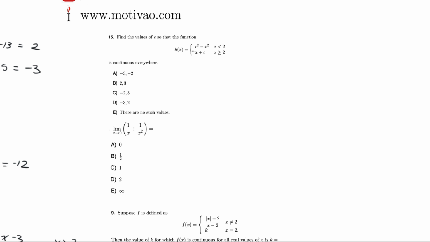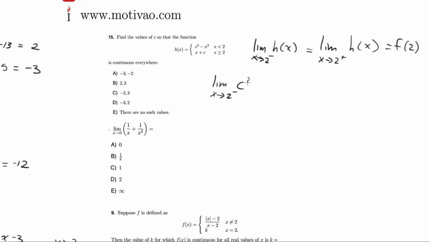Here it says, find the values of c so that the function is continuous everywhere. Well, it is continuous everywhere except at 2 where there's a potential danger. So I'm going to take the limit when x approaches 2 from the left of h of x and equal it to the limit when x approaches 2 from the right of h of x. And that has to be equal to f of 2. Now from the left, I'm going to choose the top one. So limit when x approaches 2 from the left of c squared minus x squared equals, well, we plug in for x, so you get c squared minus 2 squared, which is c squared minus 4.